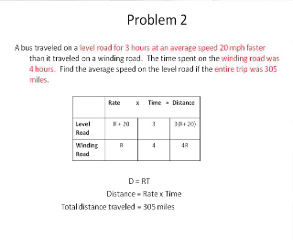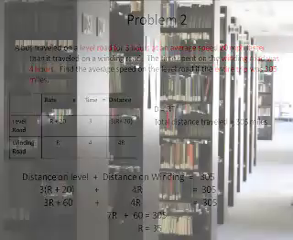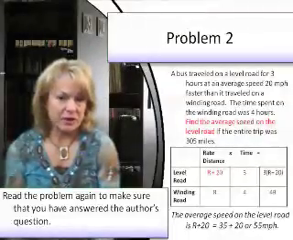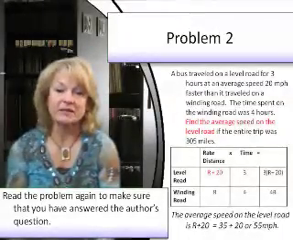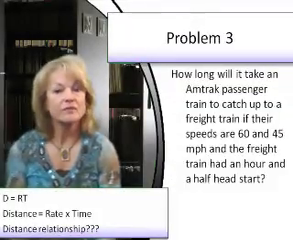So we put R in for the rate of the winding road and R plus 20 for the rate of the level road. With rate times time equaling distance, we have a way to express the distances that include the unknown. So going on to solve for R, we find that the rate on the winding road is 35 miles per hour and the level road is going to be 20 more than that. Make sure you're answering the author's question and, as always, including units on your final answers.